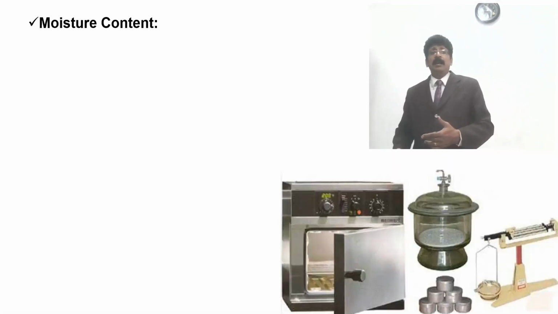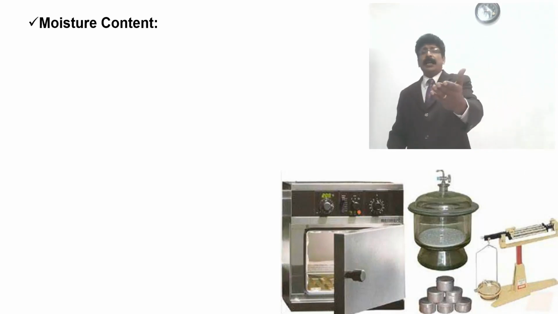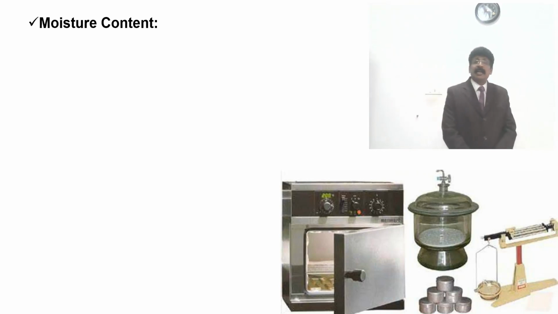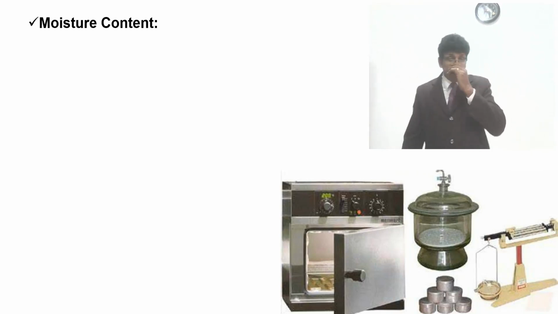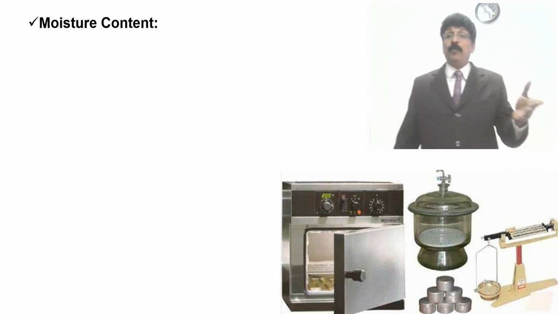Moisture content can be determined by means of a hot air oven, which is the picture I showed, a weighing balance, and we also need a desiccator. After drying and removing the moisture, the sample needs to be kept in the desiccator.